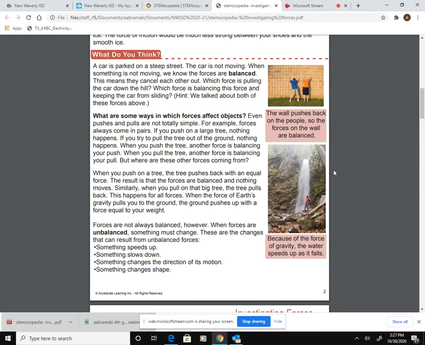All right. So what are some ways forces affect objects? Even pushes and pulls are not totally simple. For example, forces always come in pairs. If you push on a large tree, nothing happens. If you try to pull the tree out of the ground, nothing happens.